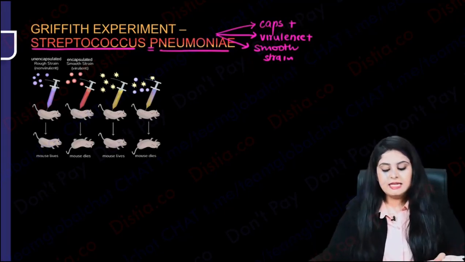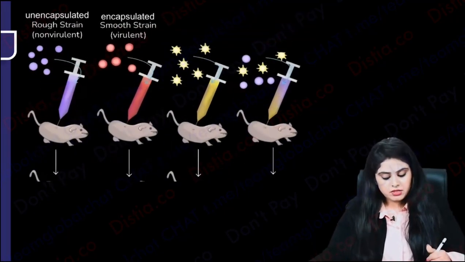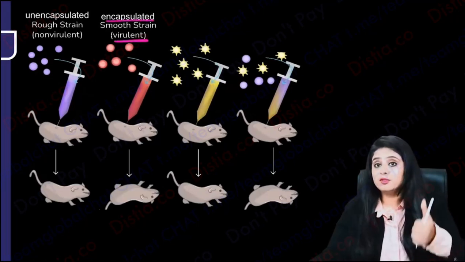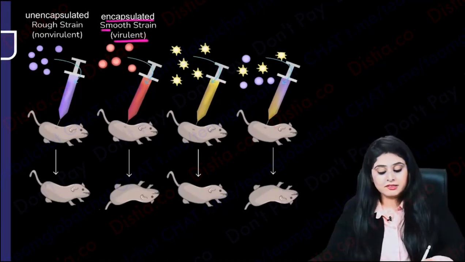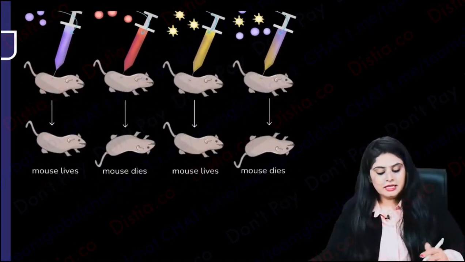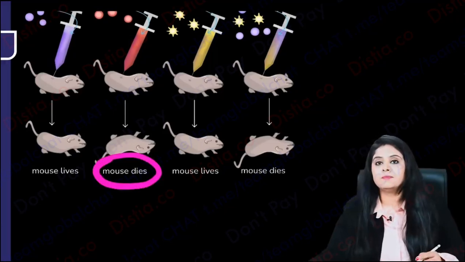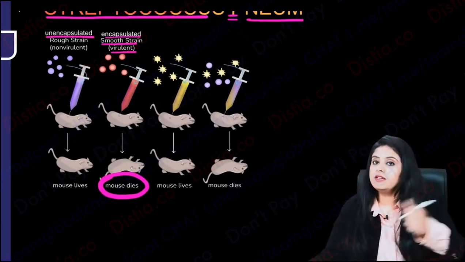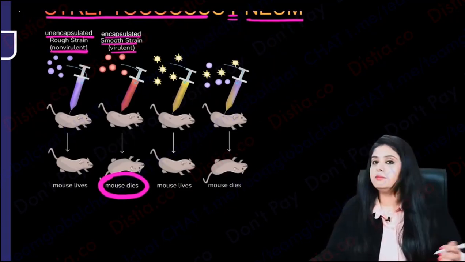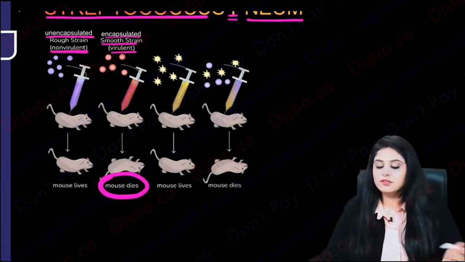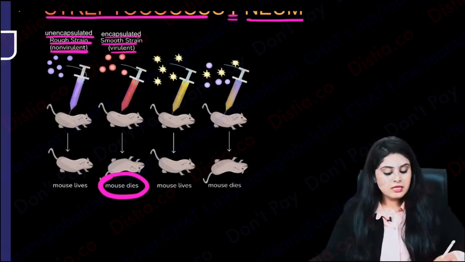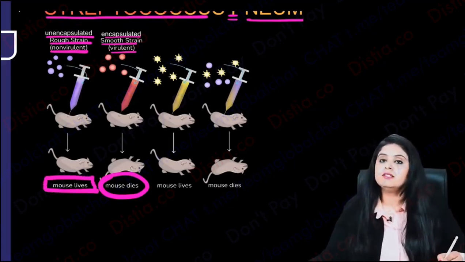There are 2 things. Can I say that if I put a capsulated strain, meaning the capsule is there, it means it is virulent, its life is very smooth, it's going to kill. If I inject it, the mouse is going to die, right? On the other hand, if I put an unencapsulated strain, if I remove the capsule, the virulence is gone. This means the bacteria's life is going to be very tough and rough now, and when virulence is not there, the bacteria will live.